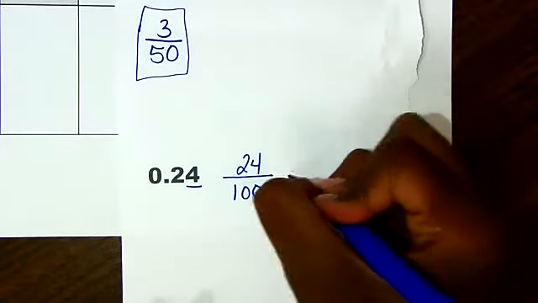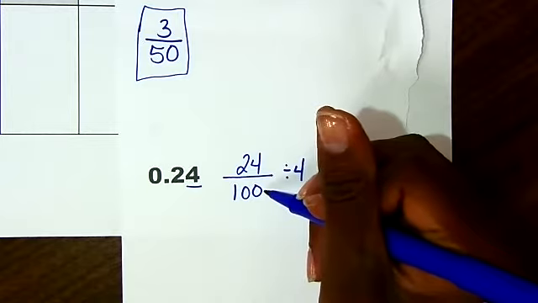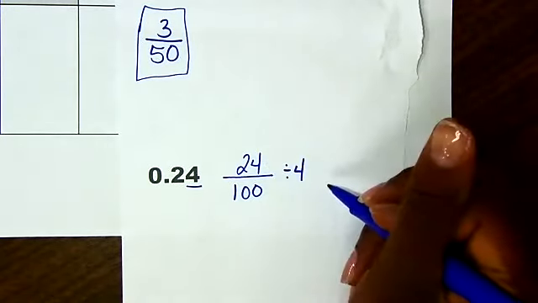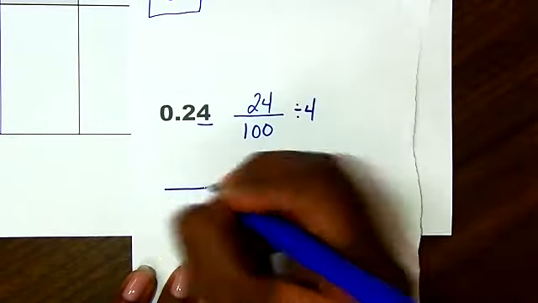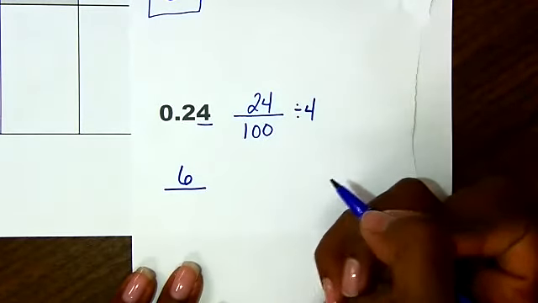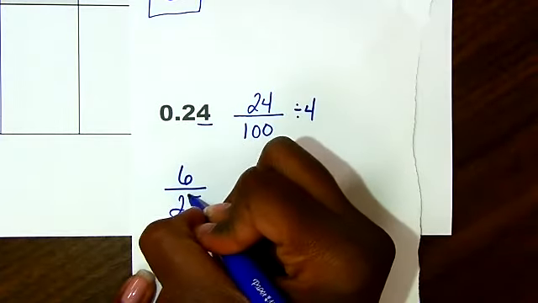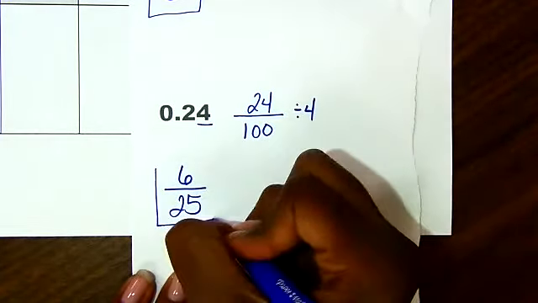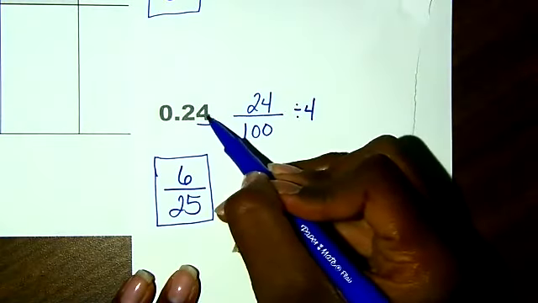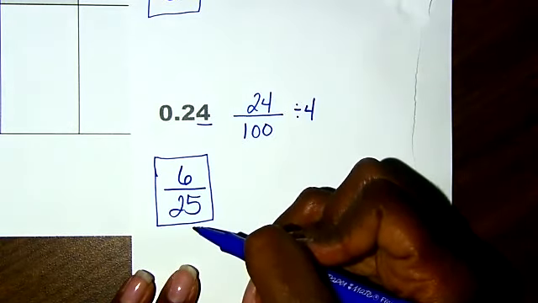All right, if you came up with 4, you are correct. 4 will go evenly into both 24 and 100. So 24 divided by 4 will give me 6. Good job. 100 divided by 4 would give me 25. Good job. This is as low as it will go. So 24 hundredths as a decimal is equivalent to 6/25.